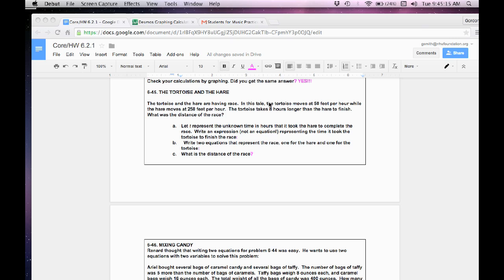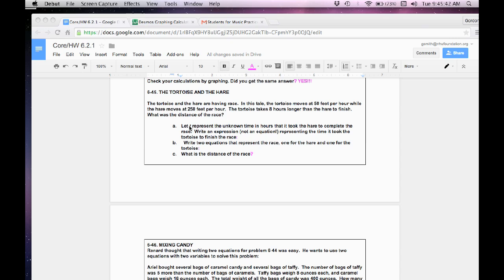In this tale, the tortoise moves at 50 feet per hour, while the hare moves at 250 feet per hour. But the tortoise takes 8 hours longer than the hare to finish. So however long the hare takes, the tortoise takes that time plus 8. What was the distance of the race? So, first of all, we need to figure out how long they took, and then we can use that to figure out how far they went.